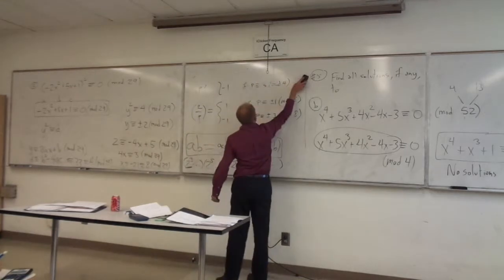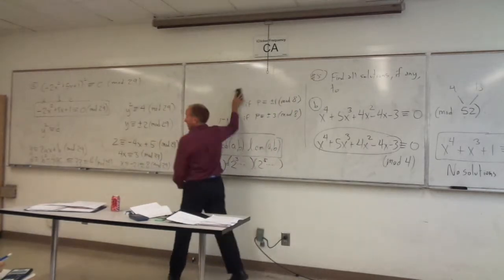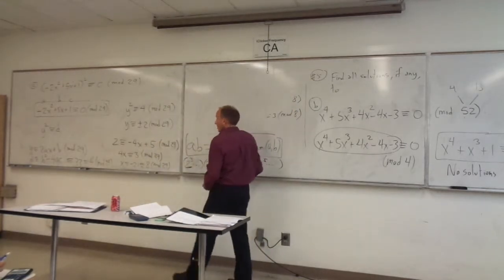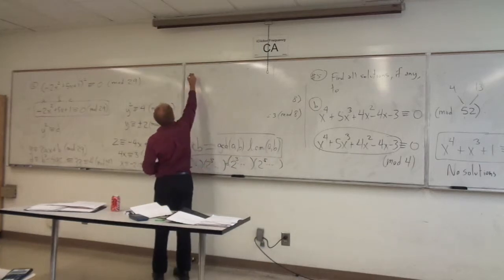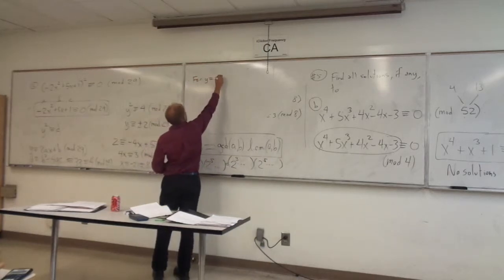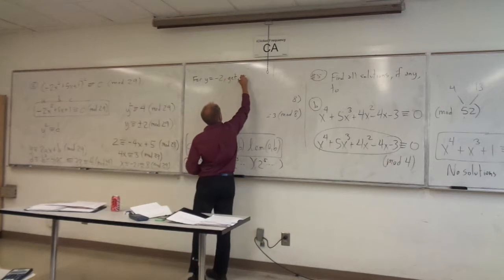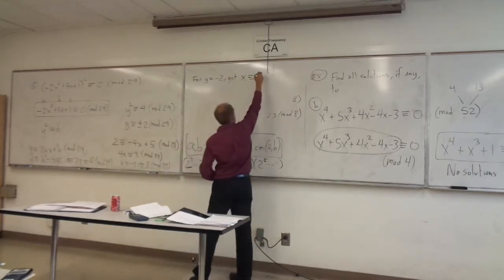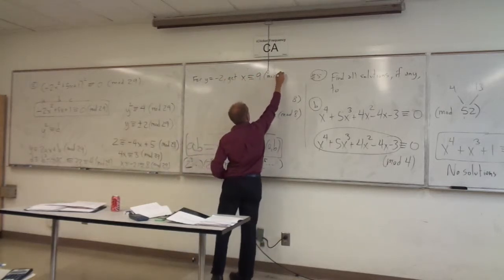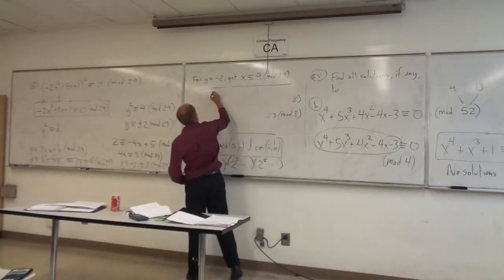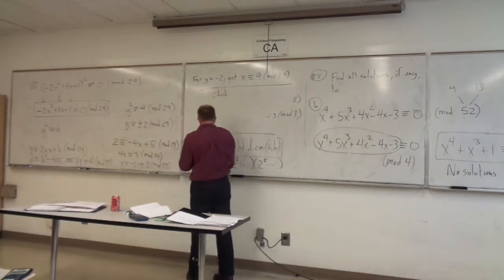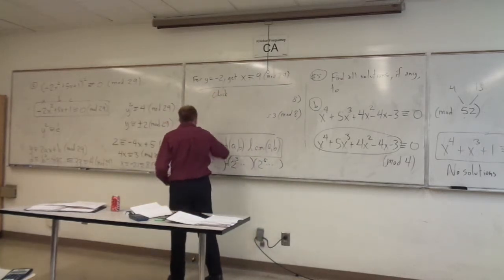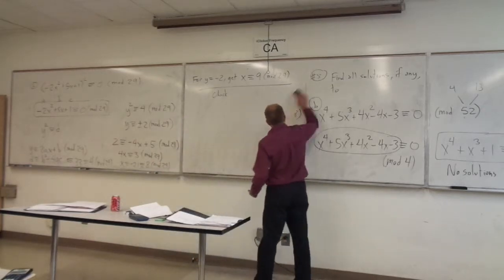And then I just use negative 2 to get the other one. Maybe I'll just tell you what the answer is. You guys can try it later. For y equals negative 2, you're going to get x congruent to 9. You guys can check that because it's the same process, and I'd rather move on to bigger and better things.